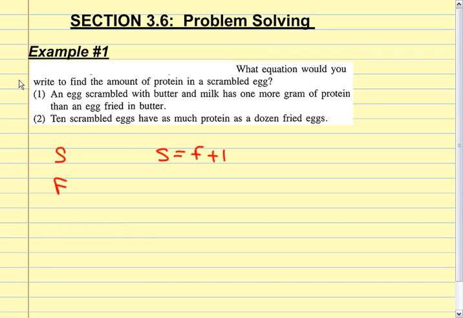Now, let's take the second piece of information and write an equation with it. Steele, I want you to help me out with this. Here's what it says. 10 scrambled eggs have as much protein as a dozen fried eggs. How do I write an equation that represents that? So 10S, 10 times S, equals, is the same as 12F. 12F. Okay.